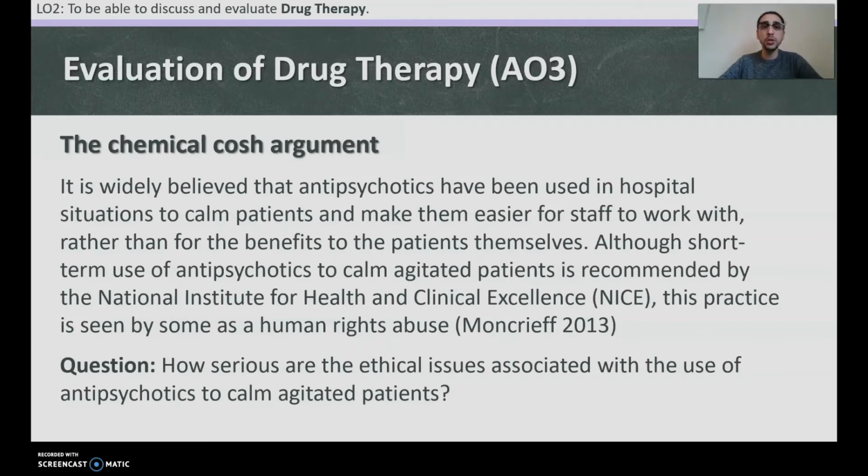Although short-term use of antipsychotics to calm agitated patients is recommended by the National Institute for Health and Clinical Excellence, this practice is seen by some as a human rights abuse. I've seen this firsthand, in my opinion. I've seen it where the medication sedates them, okay? You can see they take the medication and they're sat, sometimes the patient just sat there on the sofa, watching TV, and just drooling.